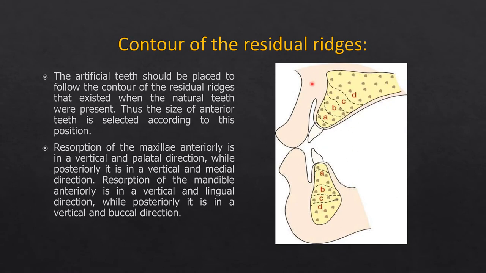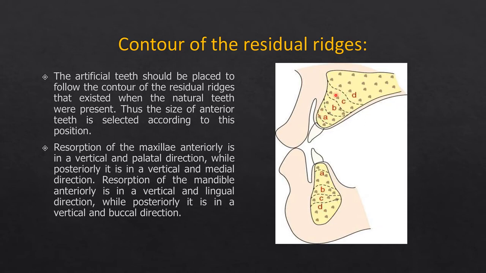Next, contour of the residual ridges. As we all know, the artificial teeth should be placed to follow the contours of the residual alveolar ridges, as when the natural teeth are present. Thus, the size of the anterior teeth is selected according to the position of the residual alveolar ridge.